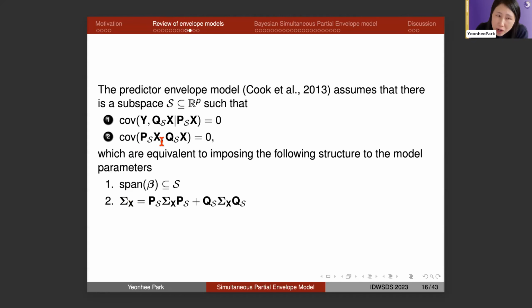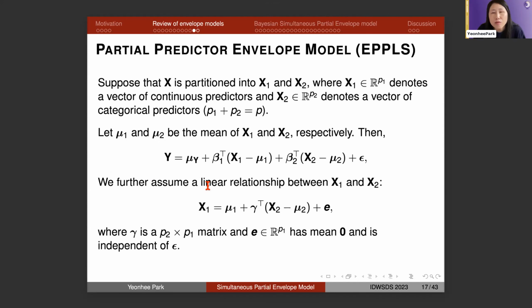And the material part of X and the immaterial part of X are not correlated. Again, these two conditions can be rewritten by the parameters beta and sigma x. And recently, I developed the envelope-based partial least squares, shortened to EPPLS, also called the partial predictor envelope model.